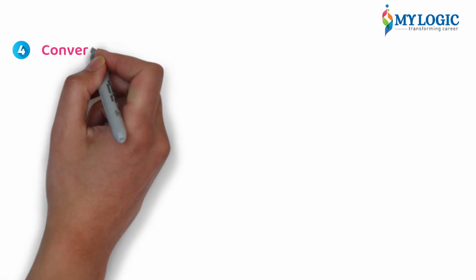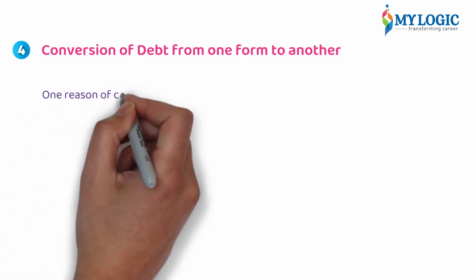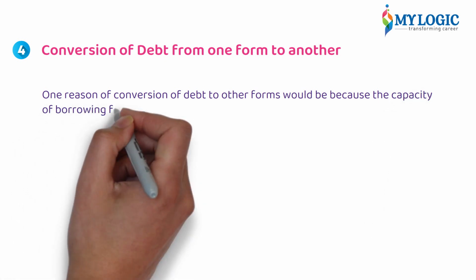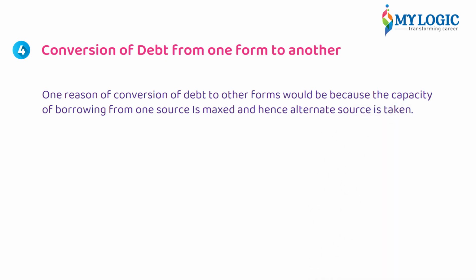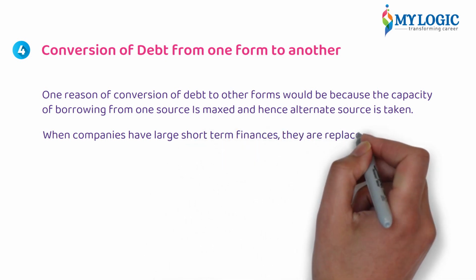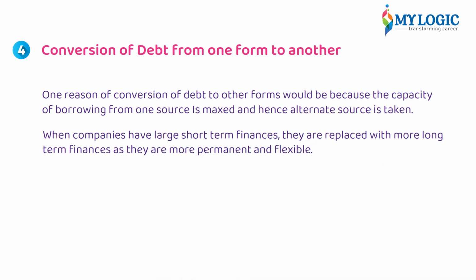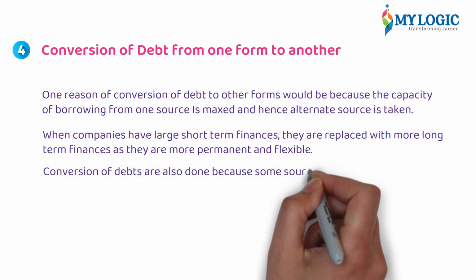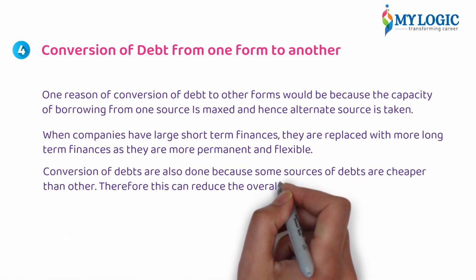Number 4. Conversion of debt from one form to another. One reason of conversion of debt to other forms would be because the capacity of borrowing from one source is maxed, and hence alternate sources taken. When companies have large short-term finances, they are replaced with more long-term finances as they are more permanent and flexible. Conversion of debts are also done because some sources of debts are cheaper than other. Therefore, this can reduce the overall cost of financing.